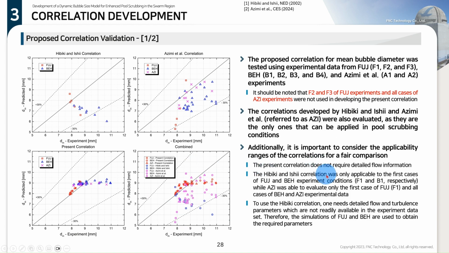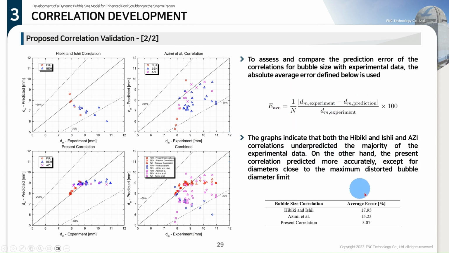This correlation was also tested against other correlations, namely the Hibiki and Ishii and the Azimi correlations, which can be operated in similar operating ranges. It was found that the present correlation has the minimum average error, which makes it quite robust and useful for these kinds of conditions.